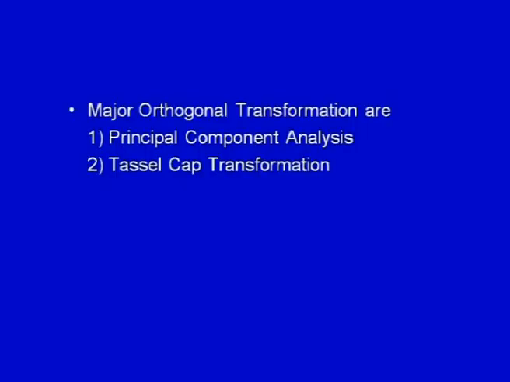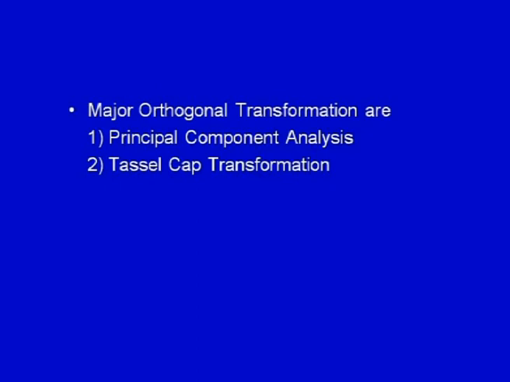In my previous session, I had discussed the simple image transformation techniques. In this session, I am now going to discuss some of the orthogonal transformations that can be applied to a digital image, and thereafter some of the special indices which have been developed to identify information other than vegetation. So, first of all, let us look at the major orthogonal transformation schemes that we have.